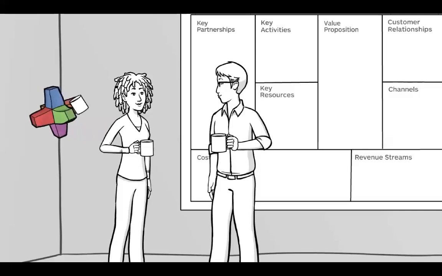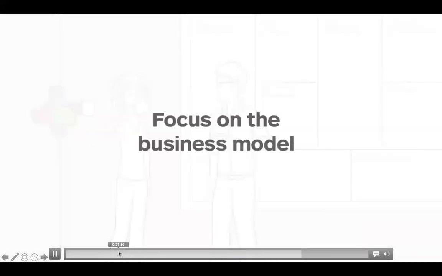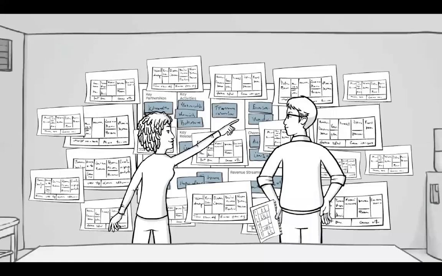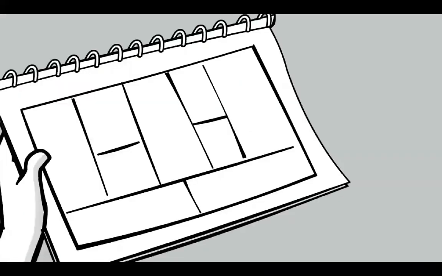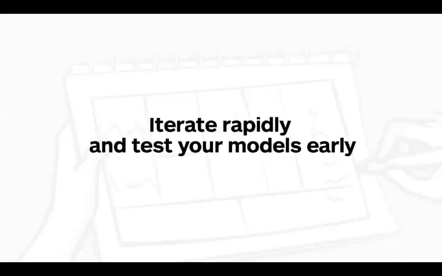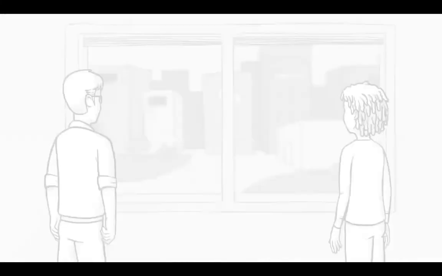Just three rules to start with. First, focus on the business model, not just your product, technology, or service. Second, don't fall in love with your first models. The best models are built on clever, unexpected elements, and that comes from creating many less obvious versions. Which leads to the third rule. Iterate rapidly and test your models early, in the real world.